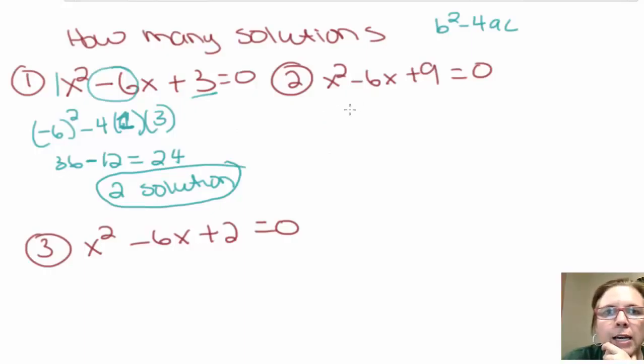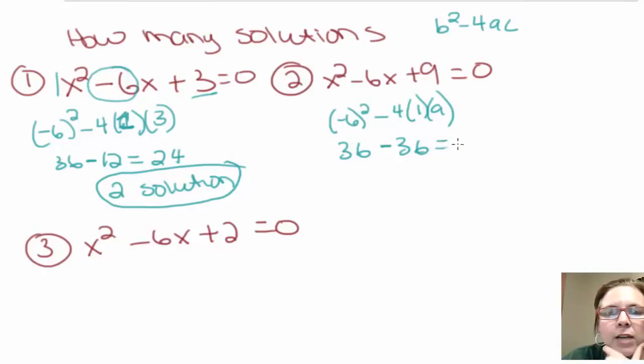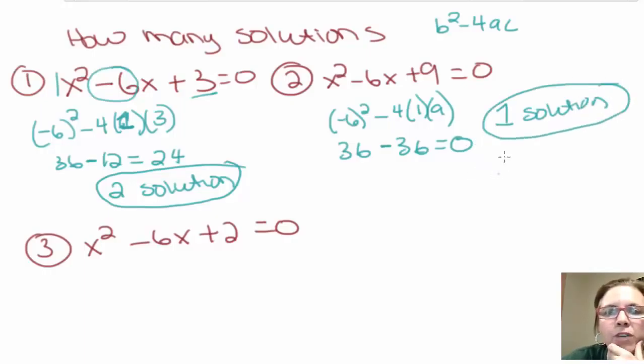Over here, again, negative 6 squared minus 4 times 1 times 9. So we have 36, and minus 4 times 9 is 36. So that equals 0. So there's one solution. That means the graph is just going to touch the x-axis, wherever the graph happens to be, where this one over here is going to cross it twice.